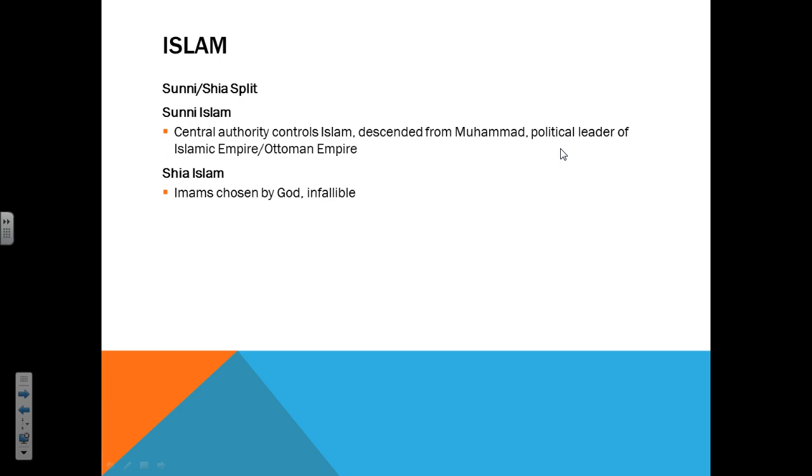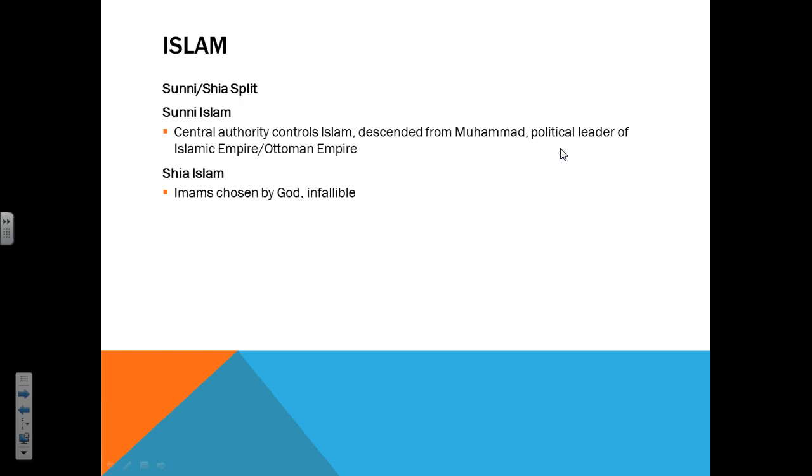And then Shia Islam is the other, smaller denomination of Islam that doesn't hold that there's a central authority any longer, but that interpretation of the Word of God is controlled through imams, which are essentially religious leaders that are chosen by God, and oftentimes they're chosen by previous imams. So imams exist both in Sunni and Shia Islam. In Sunni Islam, they're predominantly prayer leaders.